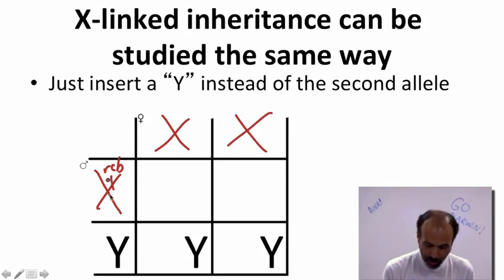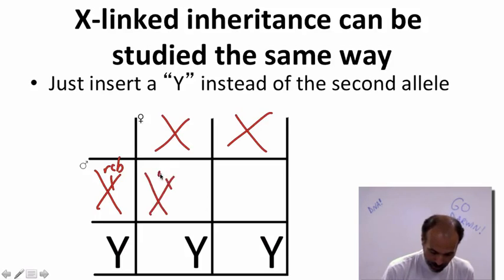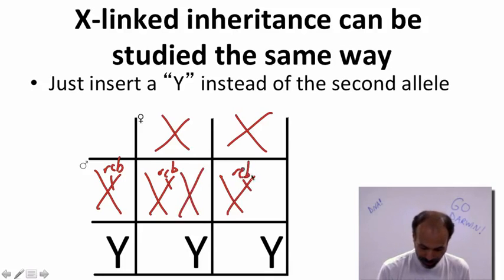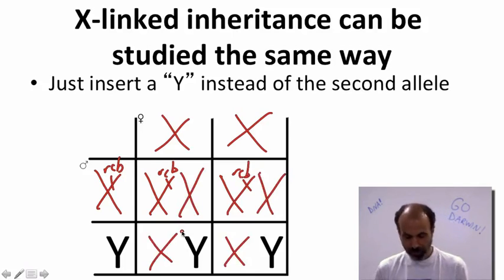So again, the male is equally likely to either give this X, which has the mutation, or the Y. I've already drawn in the Y's, therefore. So here, let's put this in. Here's the male's X RCB, X RCB. And the female will always give her just regular X, regular X, regular X, regular X.